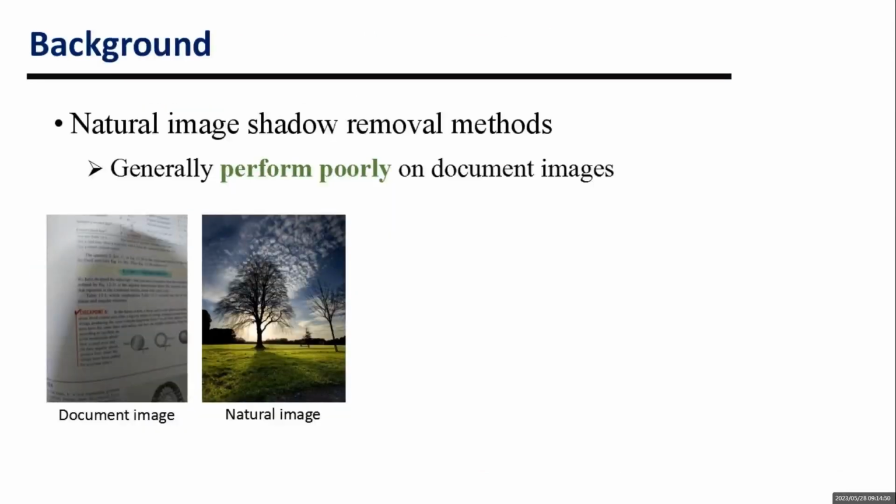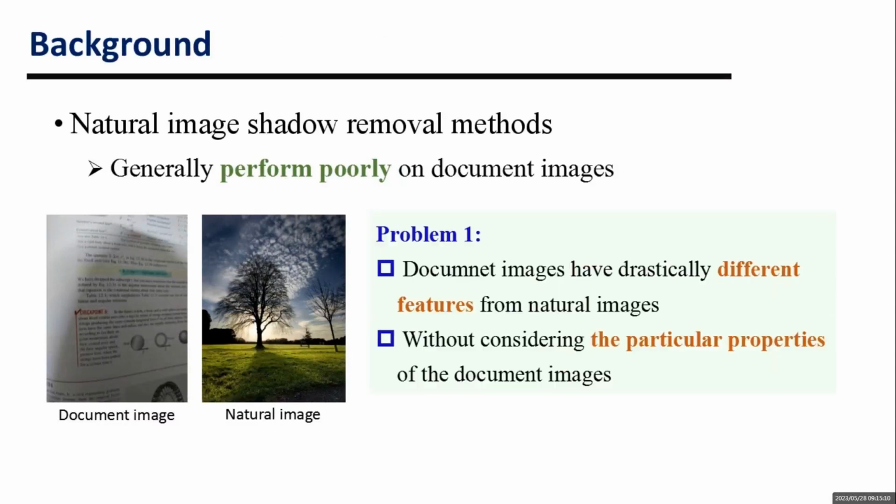Although natural image shadow removal has made substantial progress, these approaches generally perform poorly on document images. There are two main reasons. First, document images have drastically different features from natural images. Second, these methods do not consider the particular properties of the document image.